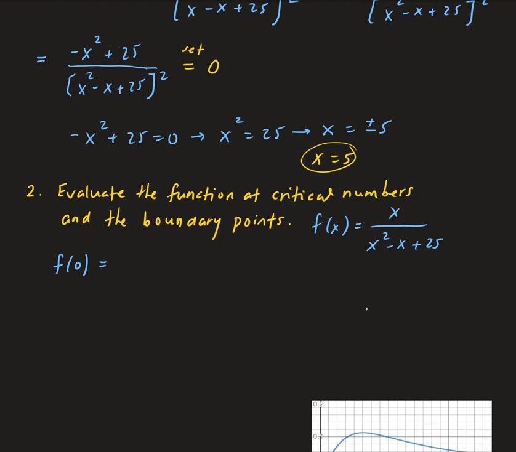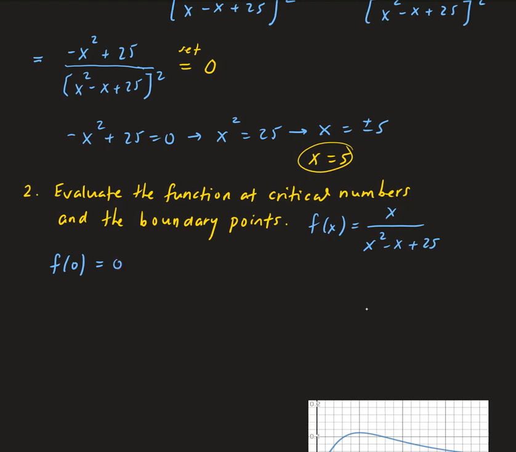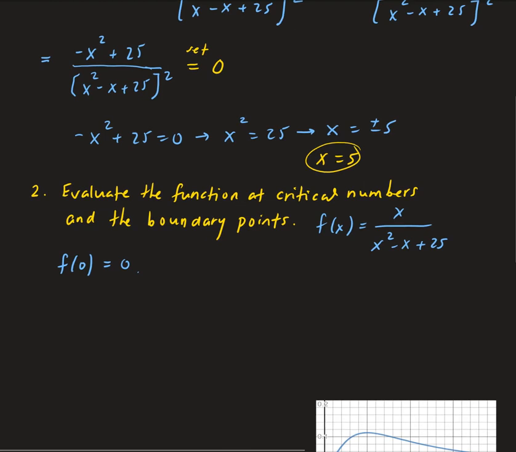So f of 0, obviously that's going to give us 0. We plug in 0, we're going to get 0 in the numerator, divided by 25, so that gives us 0. And then let's go ahead and evaluate the function at 5. So we're going to have 5 over 5 squared minus 5 plus 25.